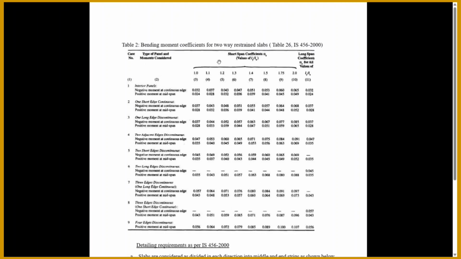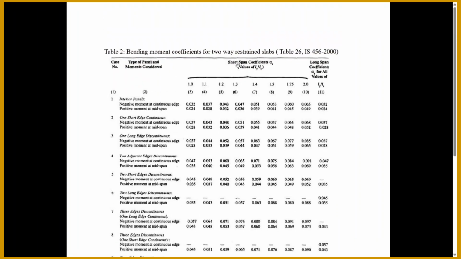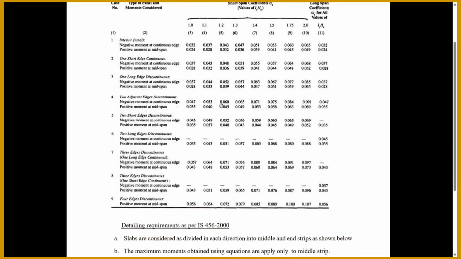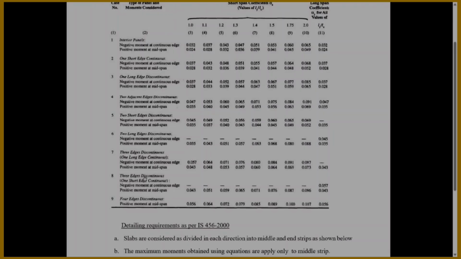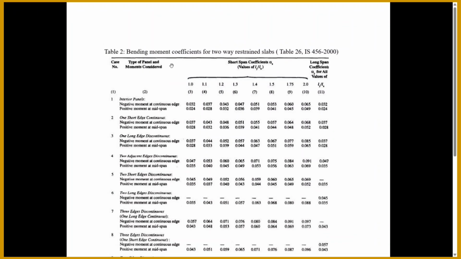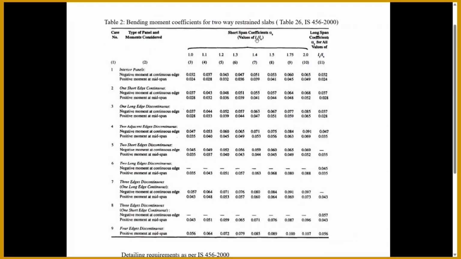For all that slab, these coefficients are given in IS 456 table number 26. From that, you will have to obtain the alpha values. From that, all the values you will have to interpolate. First, you will have to find the support condition or type of the panel. From that, you will have to derive Ly by Lx. If your Ly by Lx is 1.1 and your panel is interior, this is the alpha x value and this is the alpha y value. You will have to consider from that.